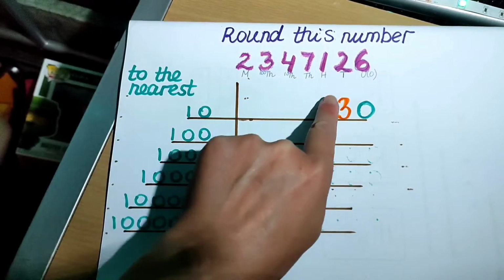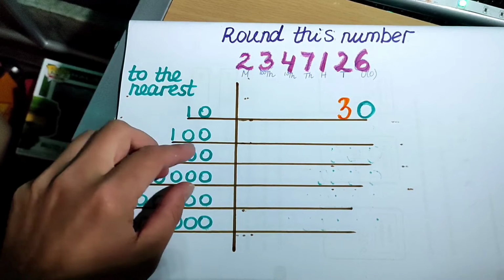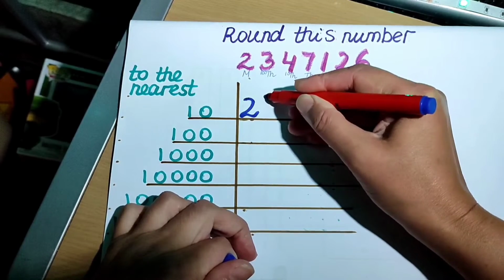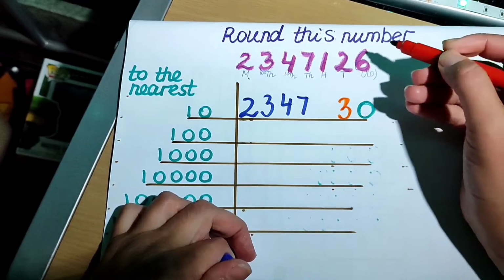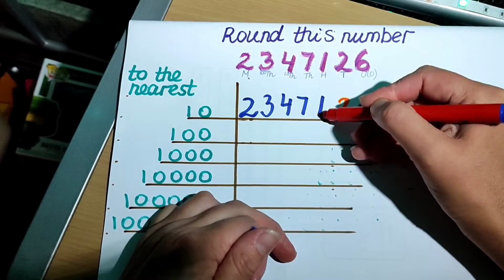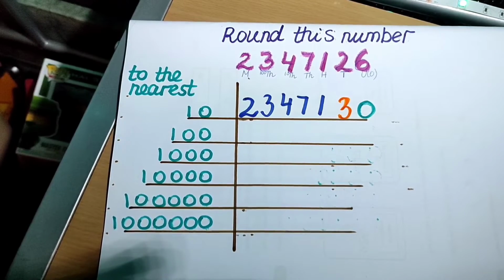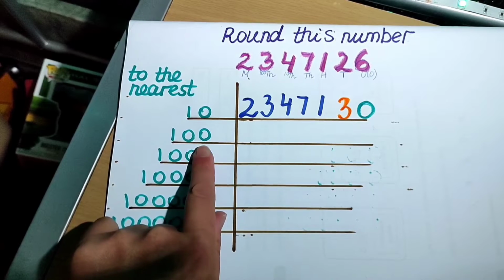Okay, but what do we do with the rest of the numbers? We just write them down as they are. 2,347,130.